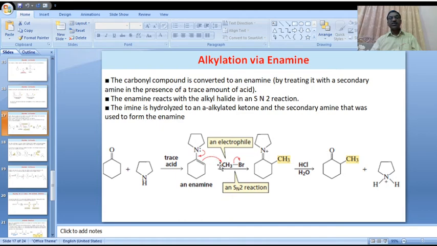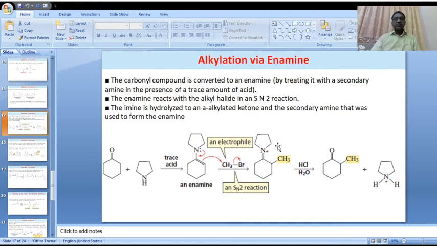The pi bonded electrons shift toward the methyl electrophile, and after cleavage of the pi bond, this alpha carbon gets negative. That negatively charged carbon bonds with the CH3 electrophile. Please observe, in this reaction the nitrogen atom loses electron density because the atom gets positive.